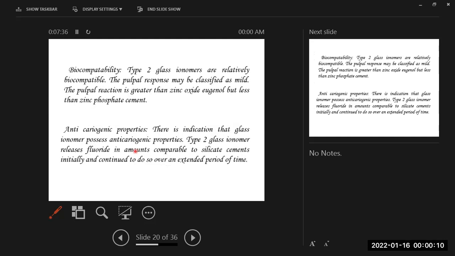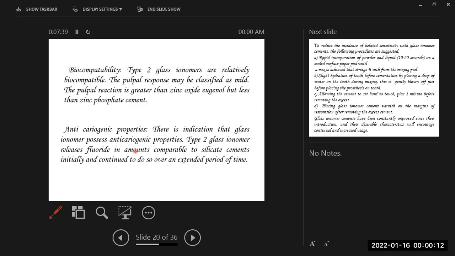The biocompatibility is very good for GIC. Also, it has an anti-carcinogenic effect because of the release of fluorides.